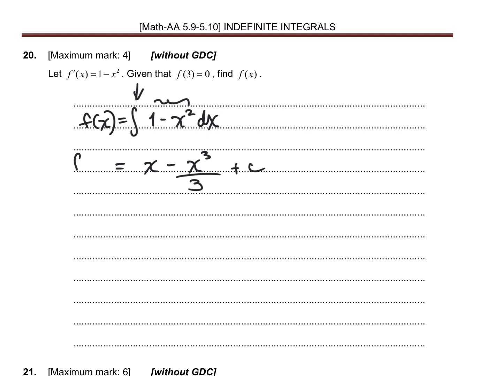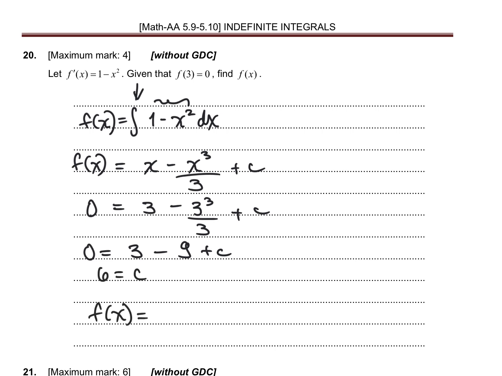Okay, so we have f at x equals this. So now f at 3 is 0. So we're going to have 3 minus 3 cubed over 3 plus c. So this is going to be 3 minus, that's 27 over 3, 9 plus c. So that's negative 6. So c has to be 6. So don't forget to write the function: x minus x cubed over 3 plus 6.